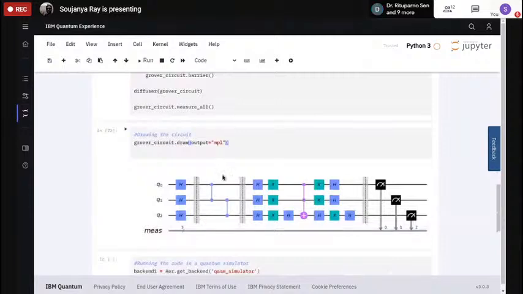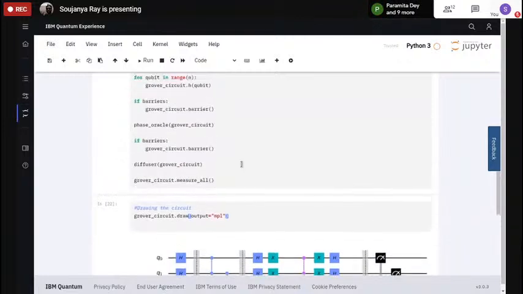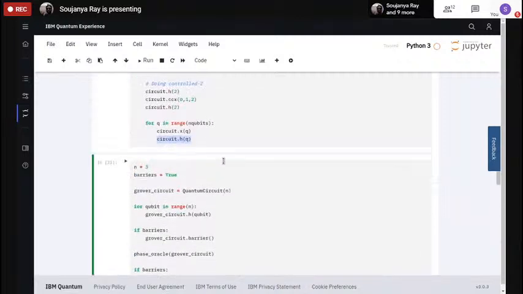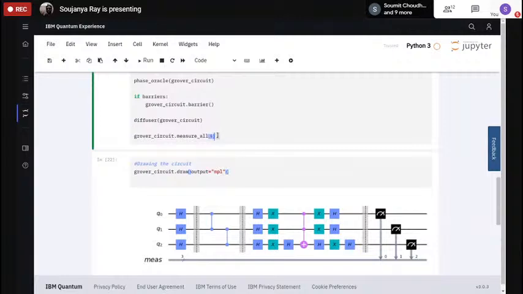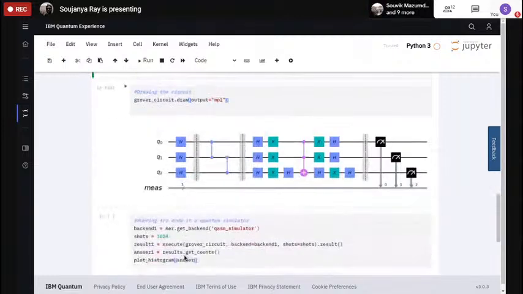So this is the UF part, and this is the US part. This is the oracle that does the reflection, and this is the oracle that does the amplification. Then we add a barrier in the diffuser, and we measure all the qubits. Measure all puts in a measurement unit, and there are 3 classical bits already described here that take in the values.